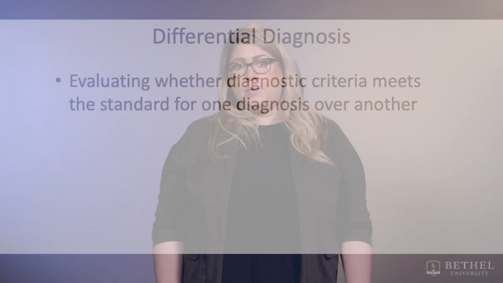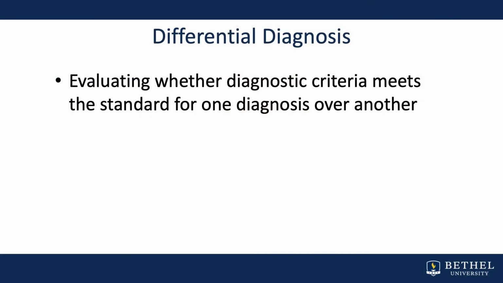Although a family history of psychiatric illness is not a requisite for this diagnosis, Mr. Baker's mother and grandmother appear to have also had major mental disorders. It's important to consider differential diagnosis in diagnosing schizophrenia. A differential diagnosis is evaluating whether diagnostic criteria meet the standard for one diagnosis over another. For example, in this case, you may wish to consider whether the patient meets criteria for a different psychotic disorder. However, the information presented best fits with the diagnosis of schizophrenia.